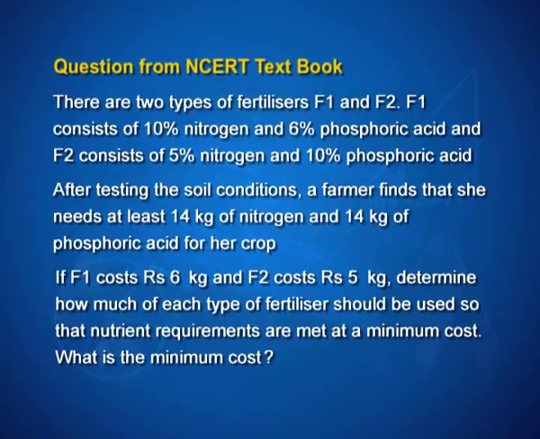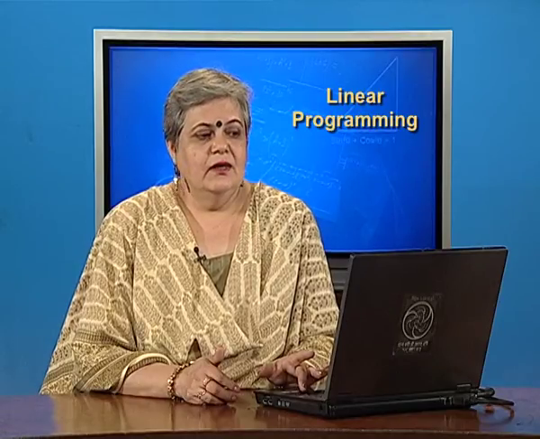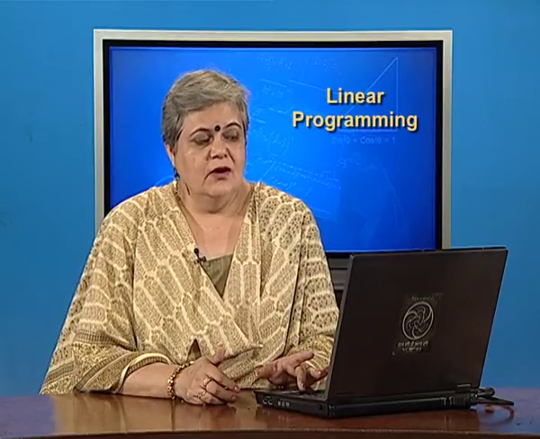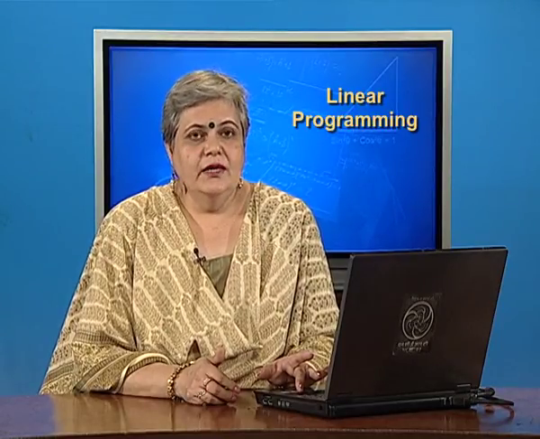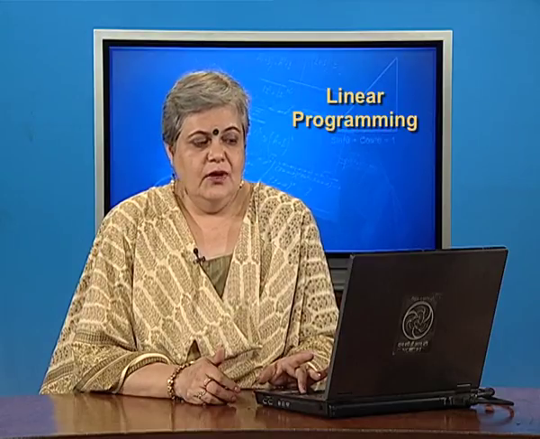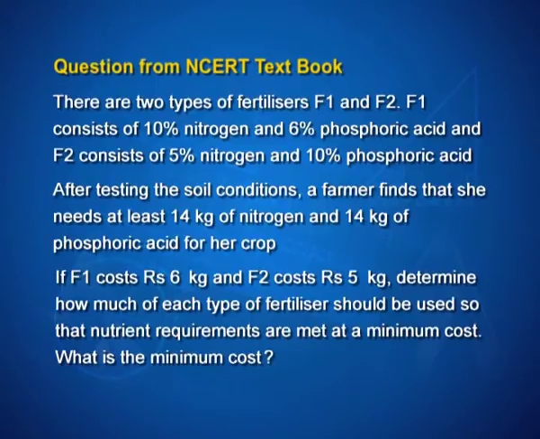we are talking about two types of fertilizers, F1 and F2, and what we need to do is find the minimum cost. So, to begin with, our variables will be x and y, x kgs of fertilizer F1, y kgs of fertilizer F2. What else is given to us is the cost. So, if the cost of each fertilizer per kg is given, then the total cost will become 6x plus 5y, and that is the function which we need to minimize.